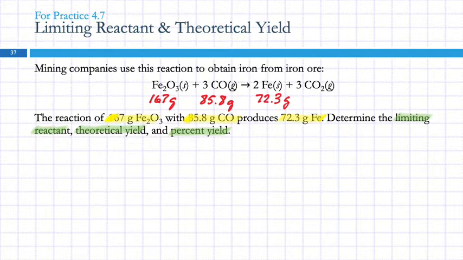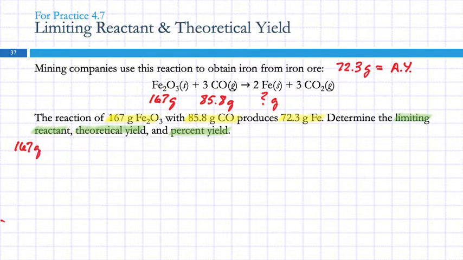So we have to recognize that that is the actual yield and pull that away and say this is the actual yield. The theoretical yield is the amount of grams of iron that we get from our calculations. So 2 calculations again. Grams to moles to moles to grams.